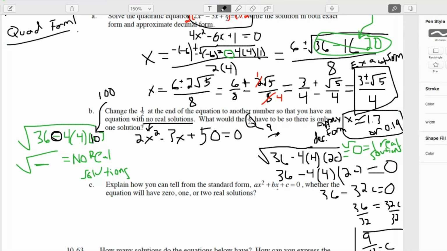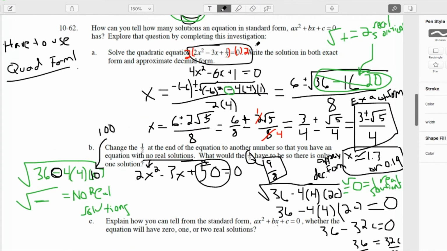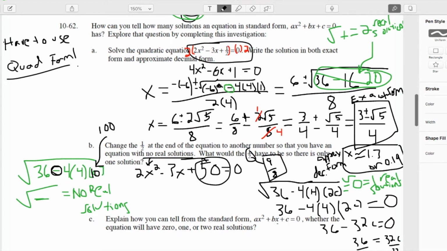Tricky problem. Usually only a few people get that one right on their own. We do that in class here. So no real solutions, a big number. So 9 over 8 is sort of that limit there. If it's greater than 9 over 8, you're going to have no solutions. If it's less than 9 over 8, you're going to have 2 solutions, because your b squared minus 4ac is going to be positive, like it was in part A.